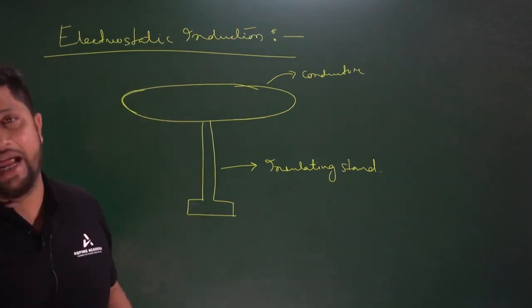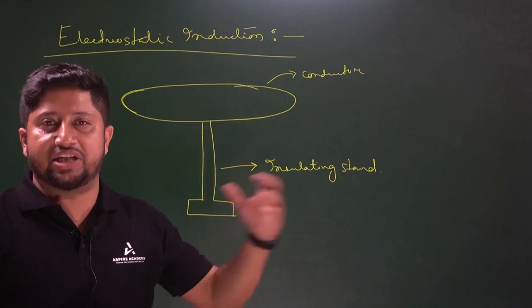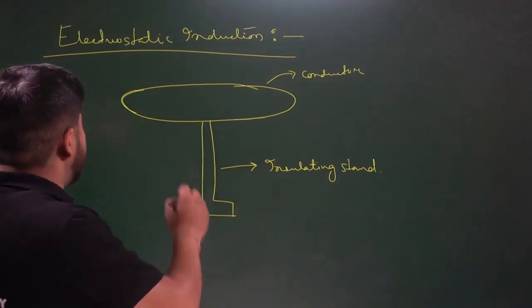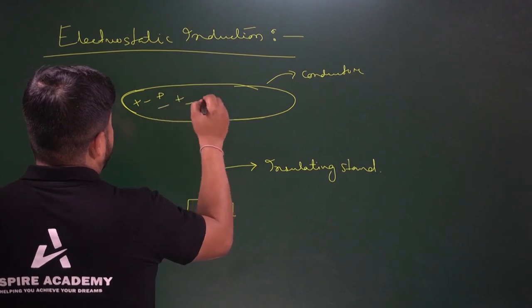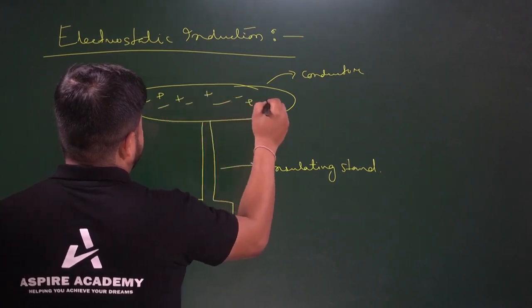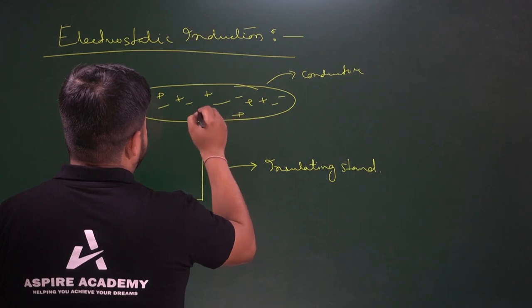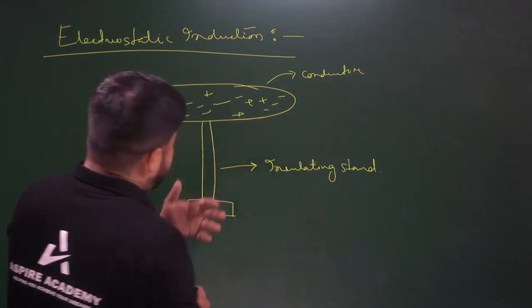Free electrons are there. Positive and negative charges are associated with it, so free electrons are there. The positive and negative charges are accumulated, distributed and dissipated here. So this is one kind of conductor.